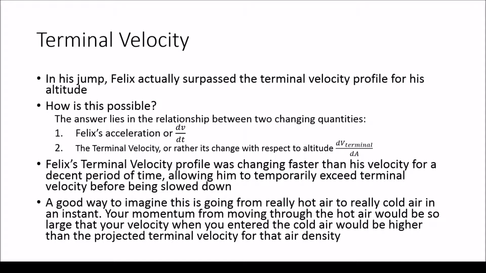A good way to visualize this situation is to think about moving from very hot and not so dense air to very cold and dense air in an instant. Your momentum from moving through the hot air would cause your velocity to be greater than the projected terminal velocity in the new, more dense air. Depending on how fast the air slowed you down, and how fast you were going when you entered this more dense air, you could even remain above terminal velocity for a while.